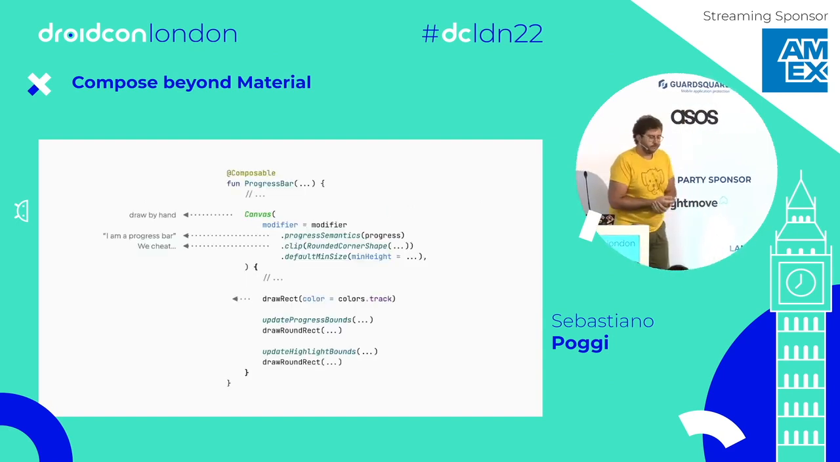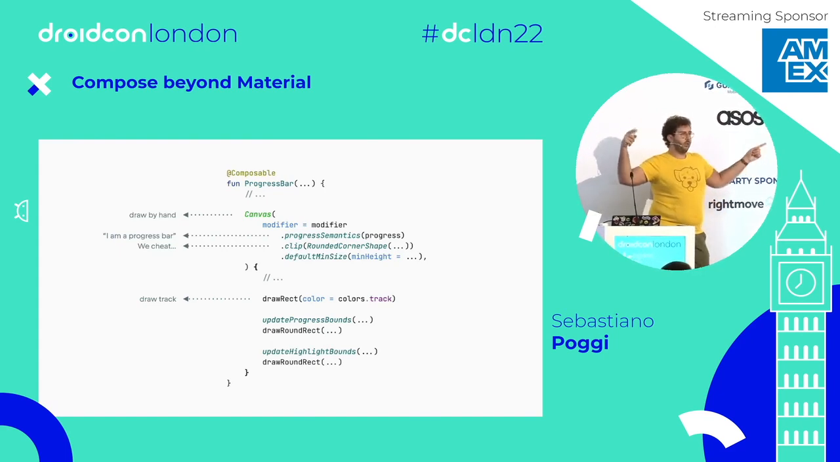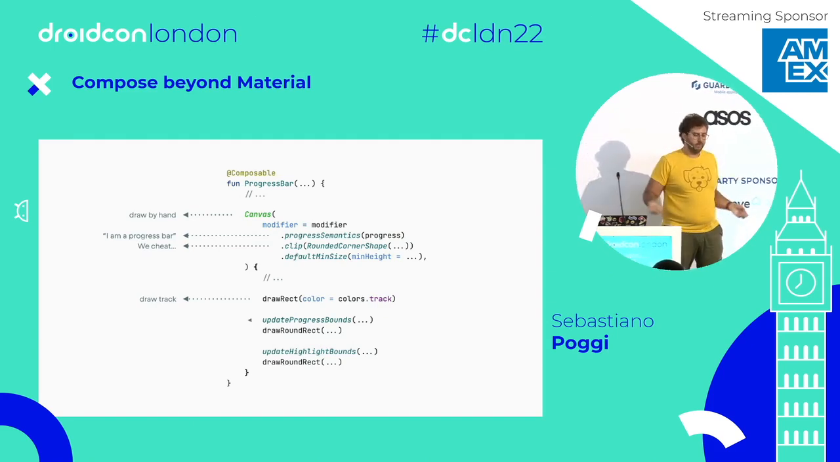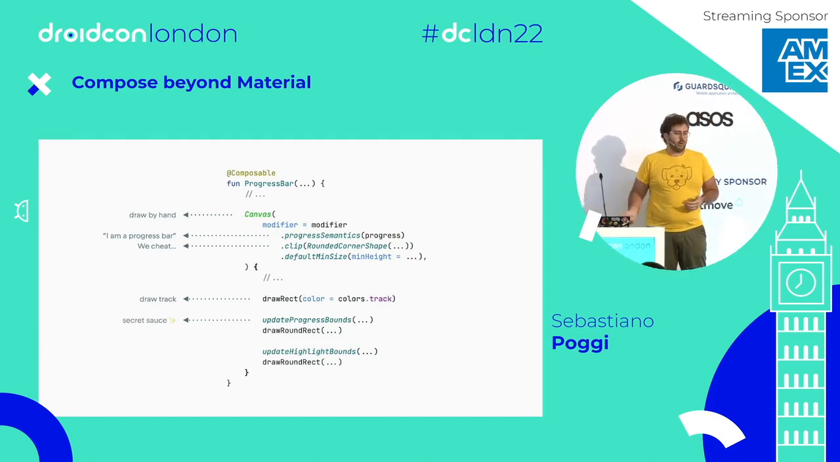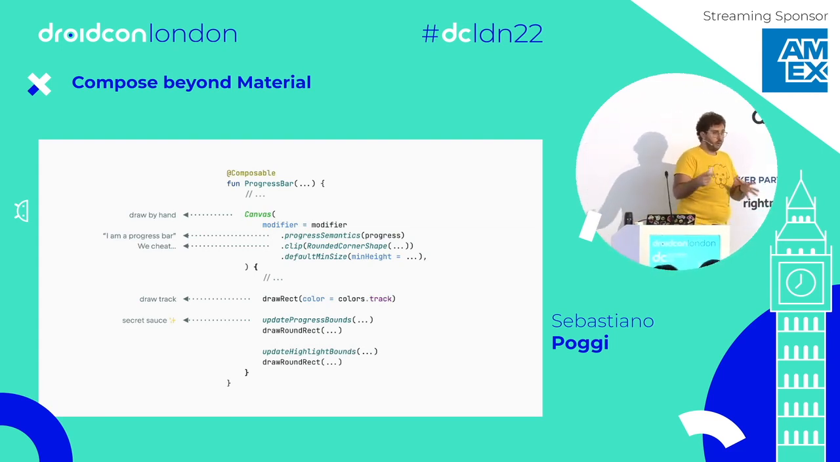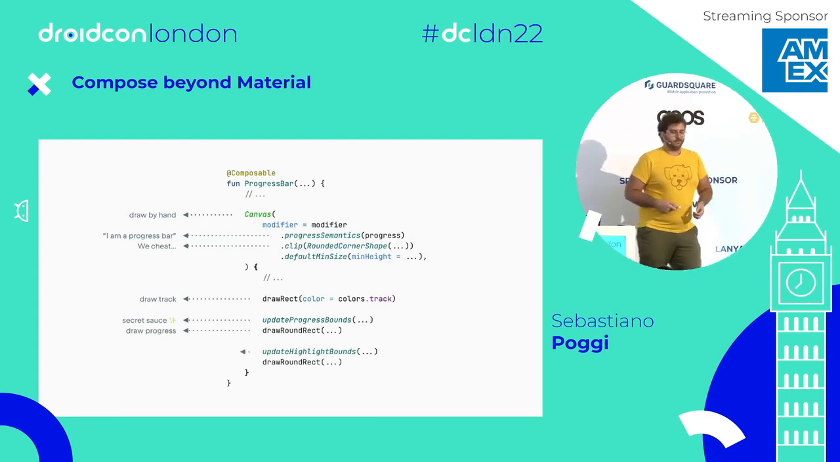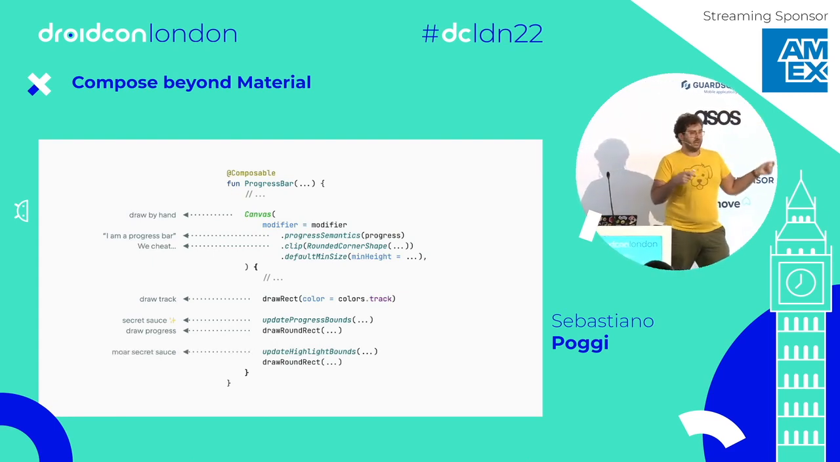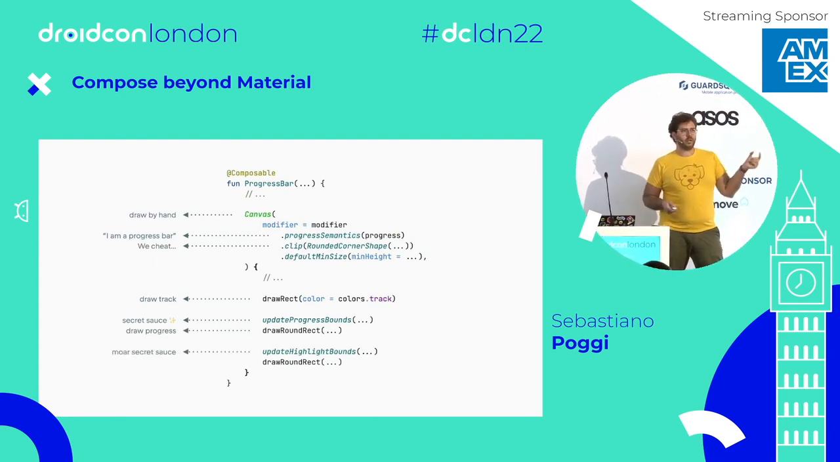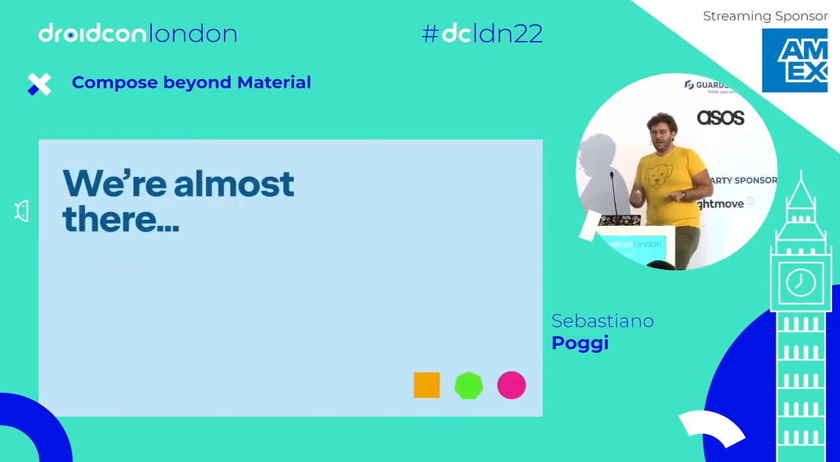That was the cheat. Now, we draw the track. Now, we've just applied a clip with a rounded corner, so we don't need to draw a rounded rectangle. We can draw a normal rectangle. We have our logic to update the size of the actual progress bar. We draw the progress bar. We've just seen how. We define, check if there is a highlight and where it's located, and if it exists, we draw it. OK, almost there.